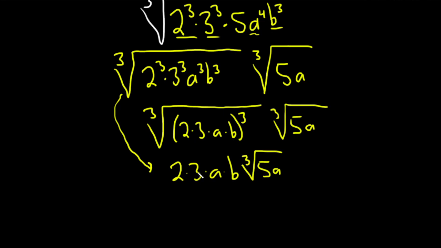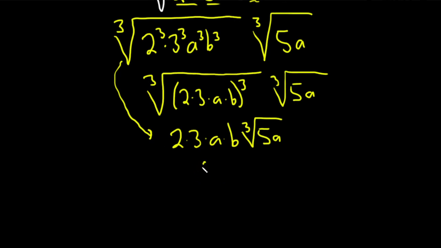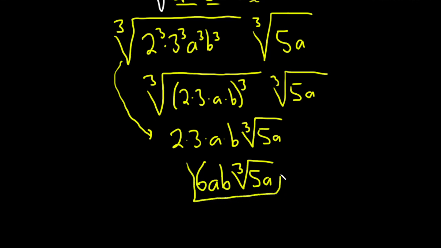2 times 3 is 6. So we're going to end up with 6ab cube root of 5a. And so that would be the answer in this problem. Kind of fun. Good luck.